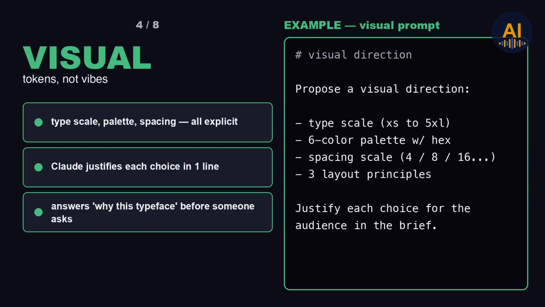Phase 4, visual direction. Ask Claude, propose a visual direction for this product. Give me a type scale, a 6-color palette with hex values, a spacing scale, and 3 layout principles. Justify each choice based on the audience and the brand. Now your visual decisions are explicit, not vibes. When someone asks why this typeface, you have an answer. When the team grows, the design system has a charter.